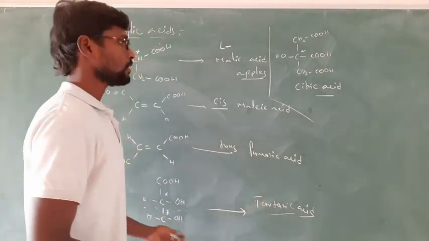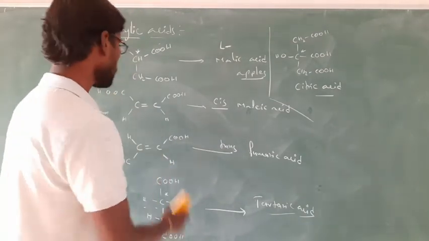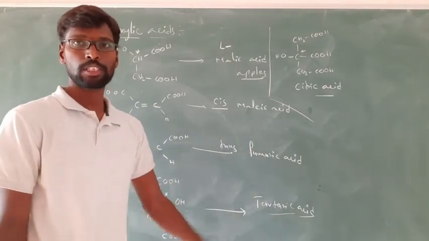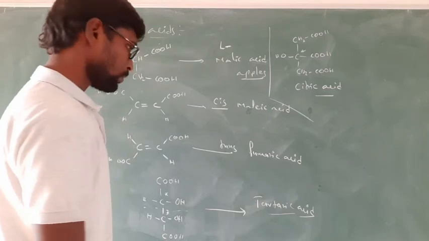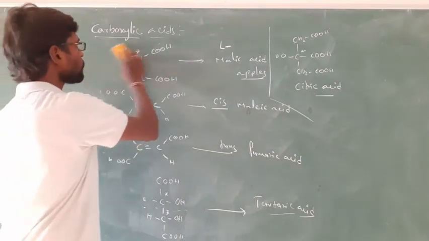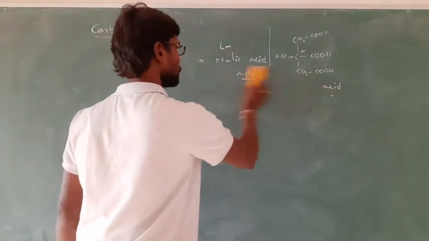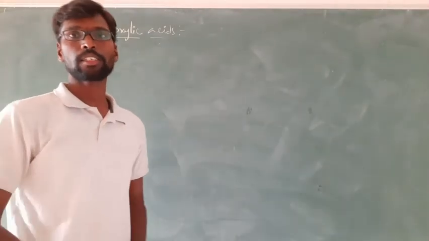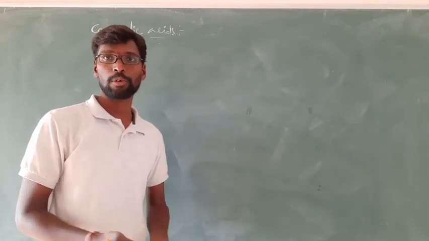So now we'll discuss some of the preparation methods, the industrial preparation methods. Now write this down properly, whatever we discussed, all the carboxylic acid names and the structures. Next, preparation methods: from alkenes, from alkynes, from alcohols, from carbonyl compounds like aldehydes and ketones, and from nitriles. From all these compounds we can prepare carboxylic acids.